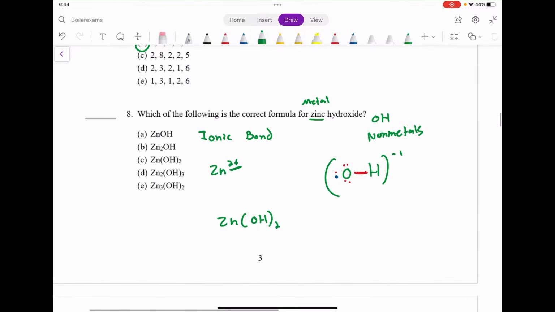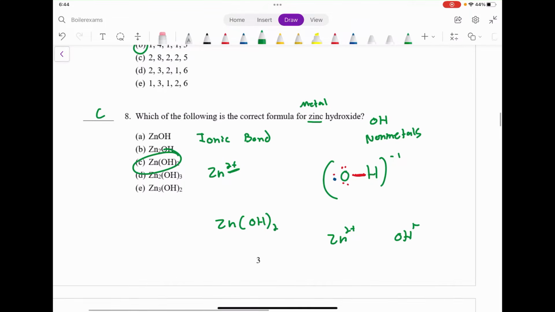Okay, so that leaves us with C. So with these problems, you're really just trying to balance the charge. Zinc, we know, is 2+, and hydroxide is going to have -1 or 1-, whatever. So we know we're going to have 2 hydroxides in order to make a neutral compound.